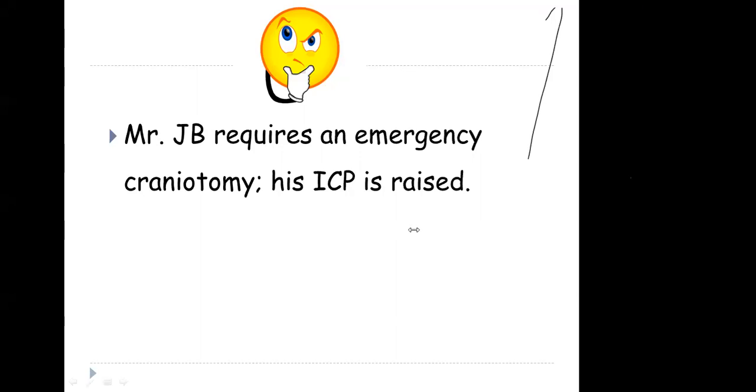I think thiopentone could be a good drug because it will be decreasing the cerebral metabolic rate, of which we said earlier on that of course in the emergency craniotomy someone of course already has an increased ICP. So my view would be thiopentone, I think.